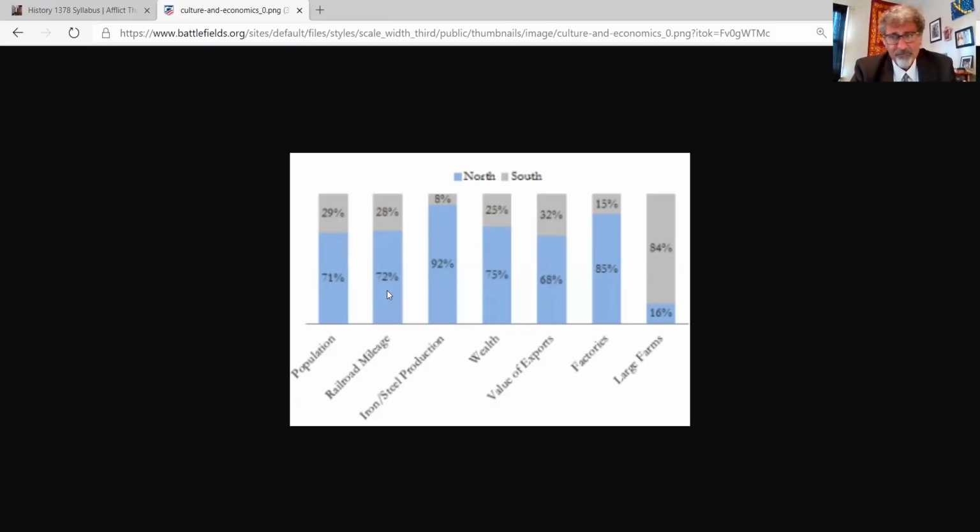Railroads, which are critical for fighting a war, for industry, for commerce, transportation. Railroads are critical in wartime, especially. They bring troops to the front. They can bring goods to the front, ammunition, supplies, reinforcements, things like that. 72% of the railroads were in the North. Now, this is really critical, right? Iron and steel production, the uses of iron and steel in war are obvious. 92 to 8, overwhelming, right? Wealth, 3/4 of the wealth existed in the North.